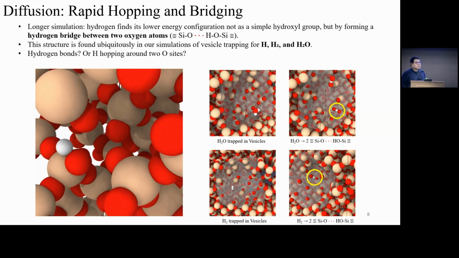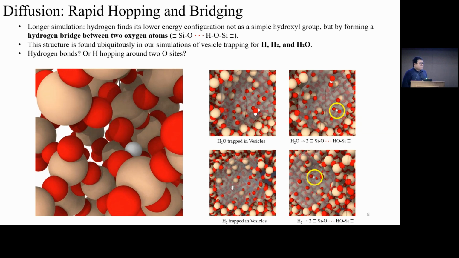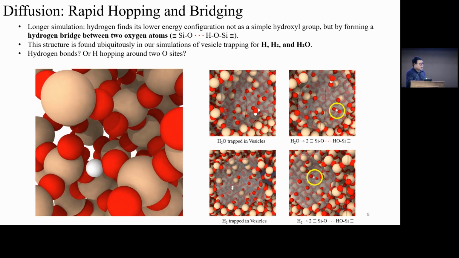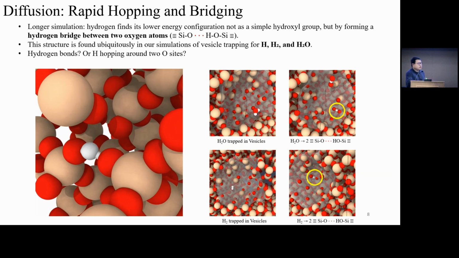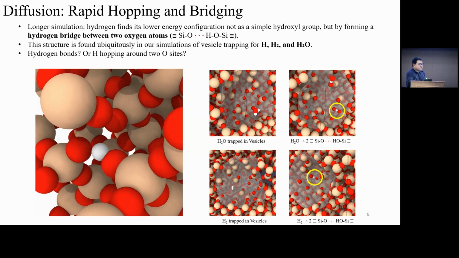With the longer simulation, we actually identify a relatively more stable structure. This hydrogen is going to bridge between 2 dangling oxygen atoms. This is not unique to this point defect simulation; it has also been found largely in the vesicle simulations as well, like H2 and H2O trapped in the vesicle. So this is an interesting question, because obviously this hydrogen is not going to form 2 covalent bonds with 2 oxygen atoms. Is it a hydrogen bond, or is it just a hydrogen hopping between those 2 oxygens?